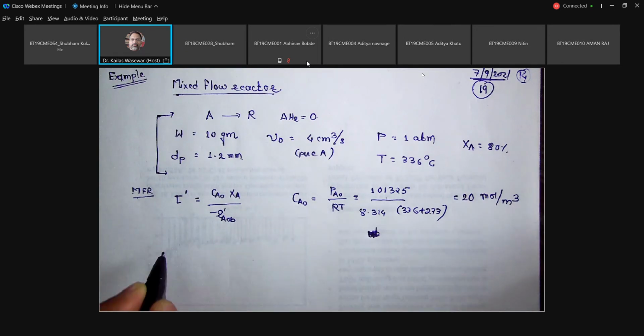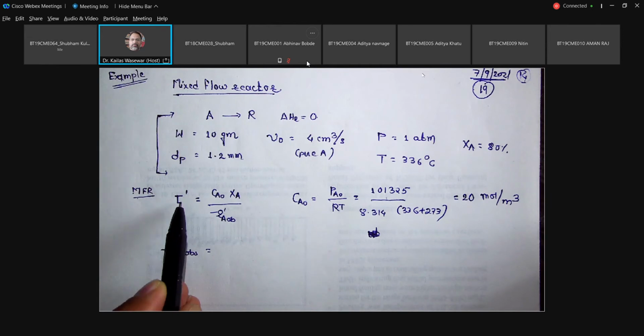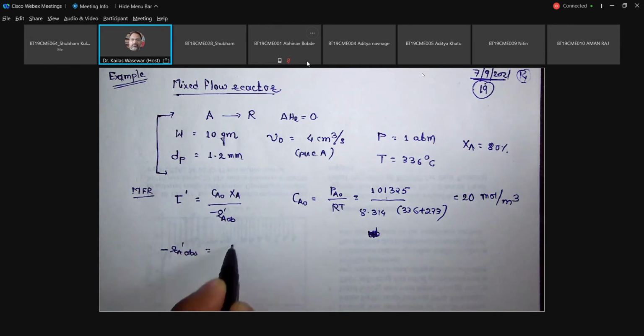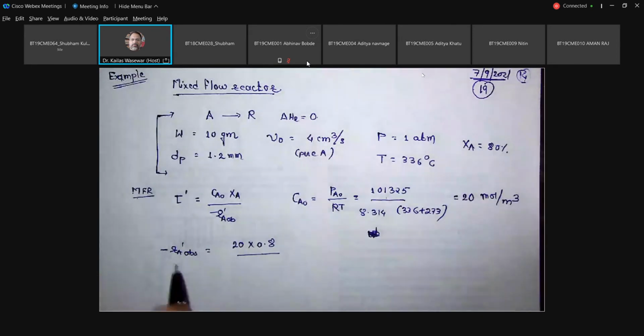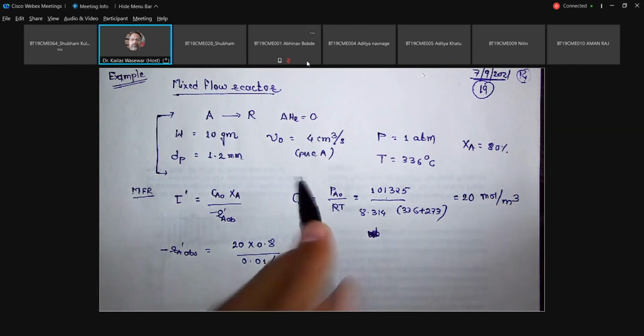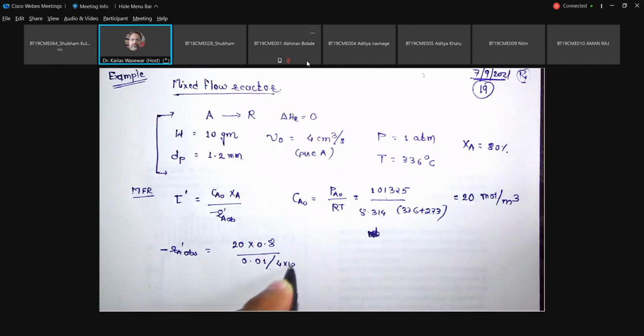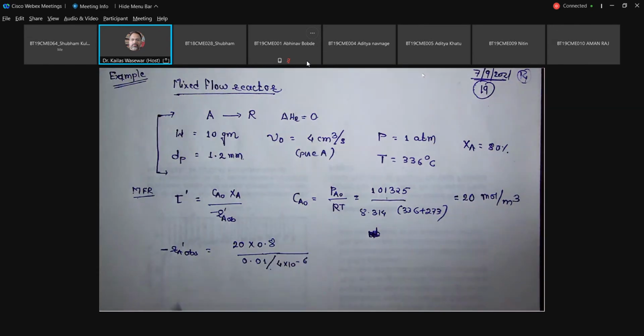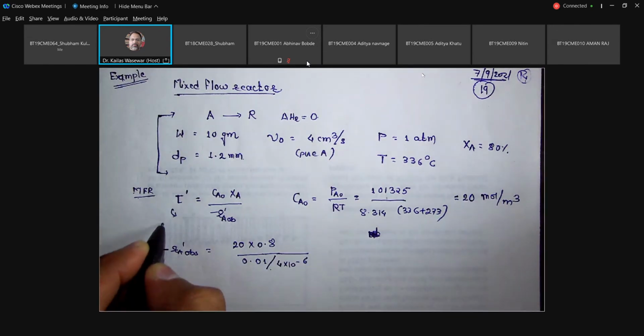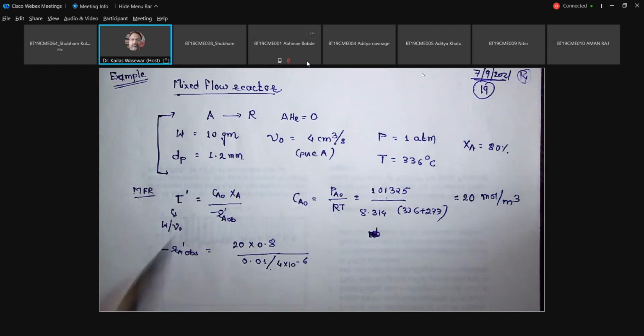Then Ra, what is it? W upon Fa0. So Ca0 is 20, Xa is 0.8, W is 0.01 kg divided by the volumetric flow rate in meter cube per second. Tau is nothing but W upon this. So you do this calculation.